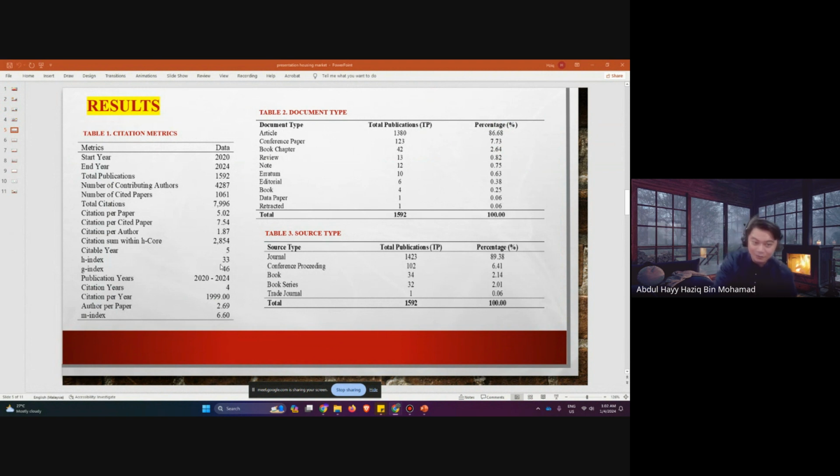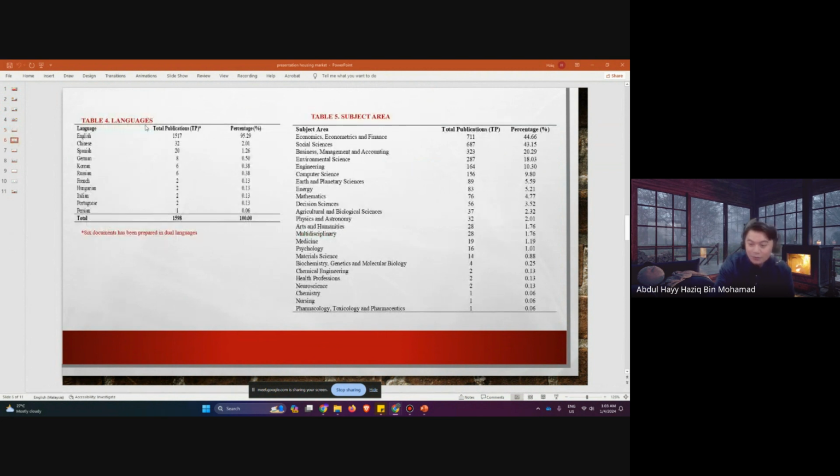In terms of document types, the most is article, of course, with 1,380, followed by conference paper, book chapter, review, notes, and others. One paper is restricted from the Scopus database; maybe it has a problem. For the source title, the highest is journal, of course, and then conference proceedings, book series, and trade journals.